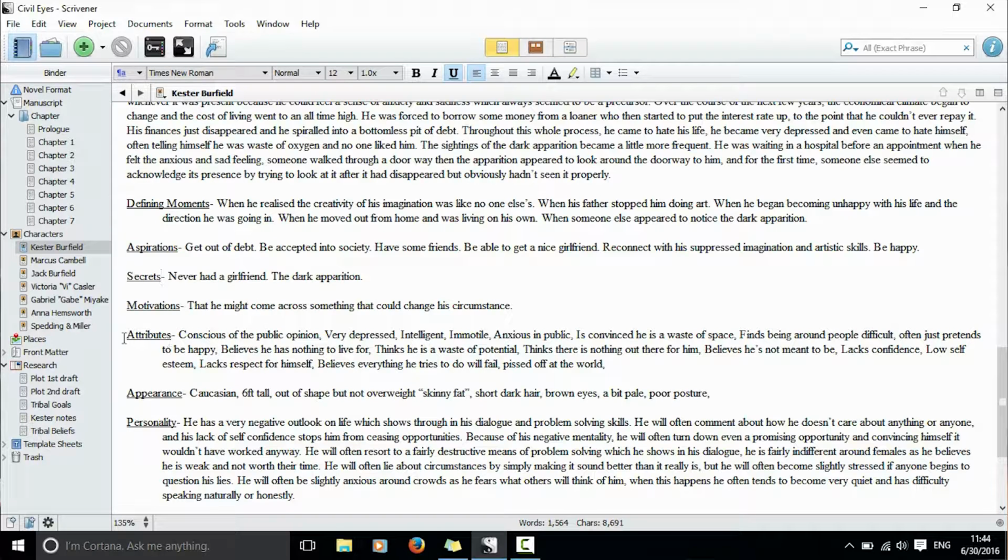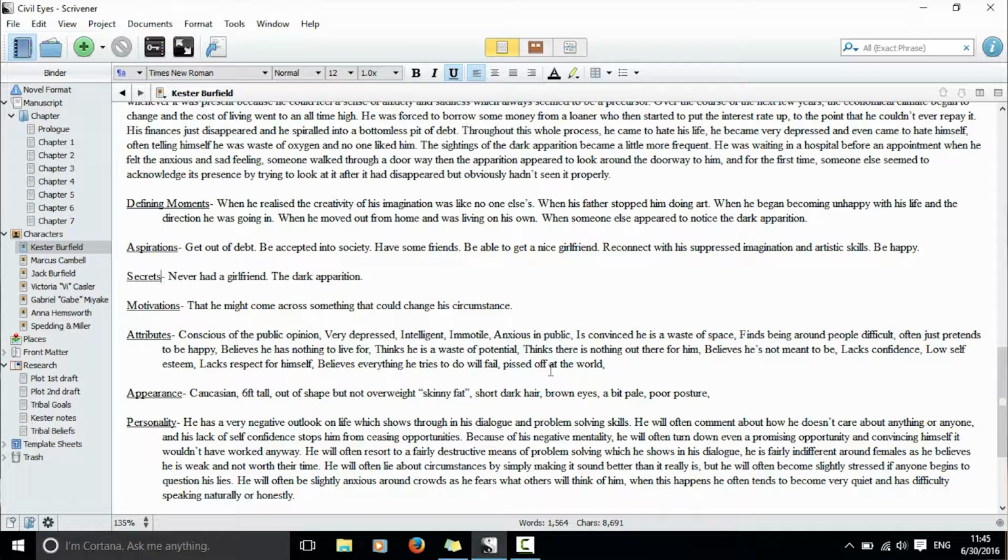The next part, attributes. I try to make attributes just brief descriptions, off the cuff, very quick descriptions of what this character is like, in a nutshell. So Kester, he's conscious of the public opinion, very depressed. He's intelligent, immotile, meaning he's unable to express himself. He's anxious in public, is convinced he is a waste of space, finds being around people difficult. And I just tend to go on like that.